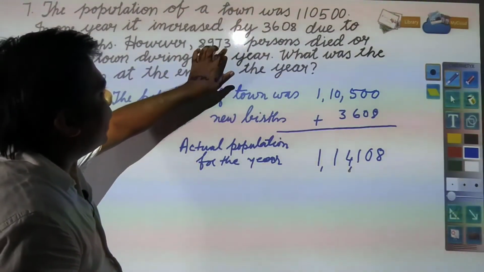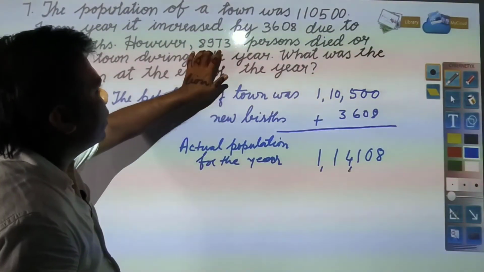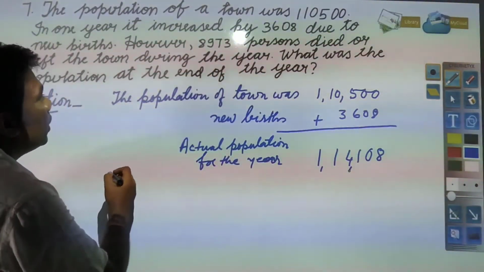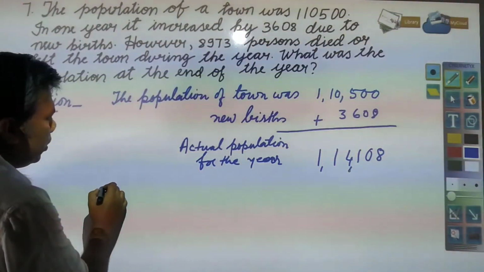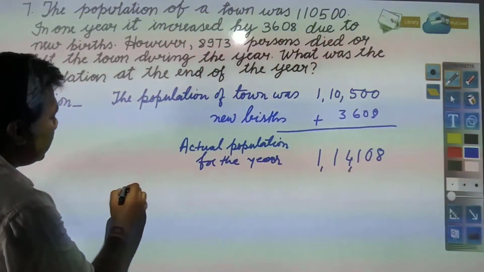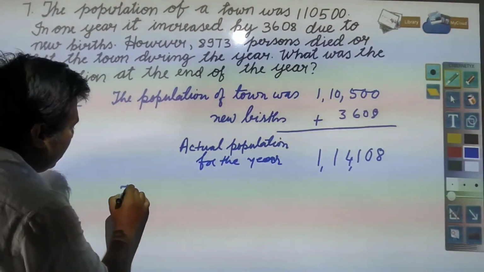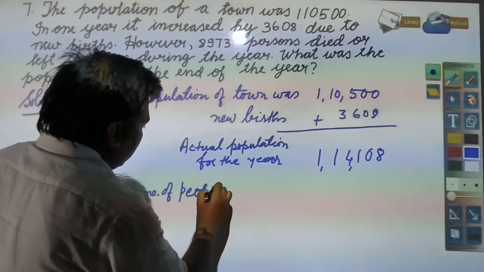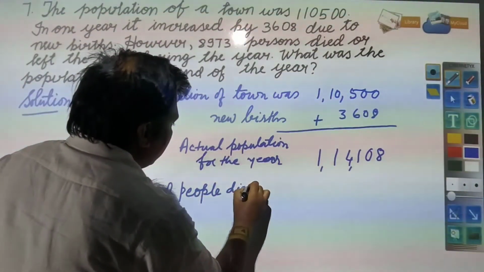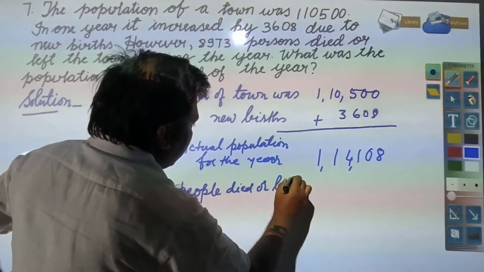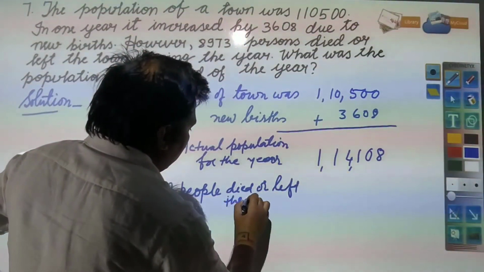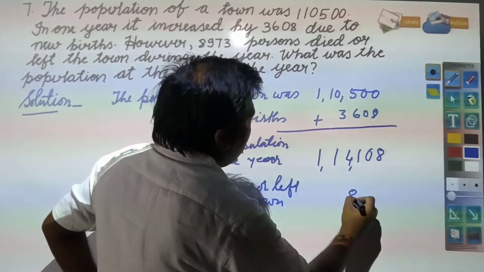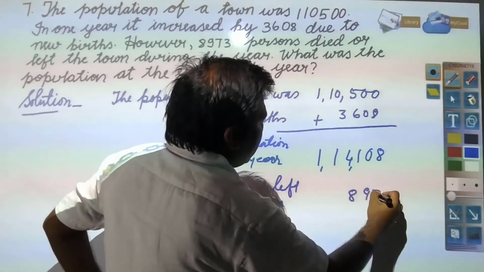Now 8,973 people left the town or they died. So now at the end of the year, what population was there? You need to write here the number of persons who died or left the town. That is how much? 8,973.